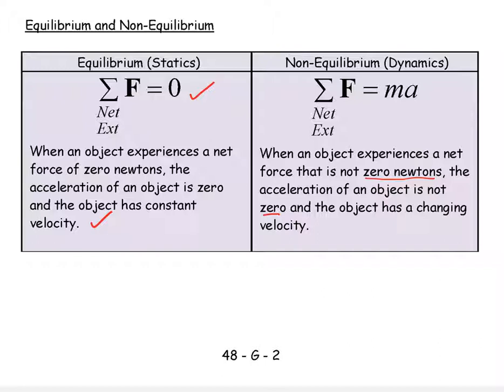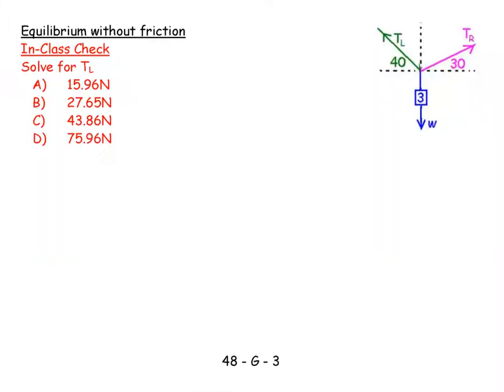For non-equilibrium, which is dynamics, the governing equation is that the sum of the net external forces equals ma, and we can say when an object experiences a net force that is not 0 newtons, the acceleration of the object is not 0, and the object has a changing velocity. So let's look at some examples of these.